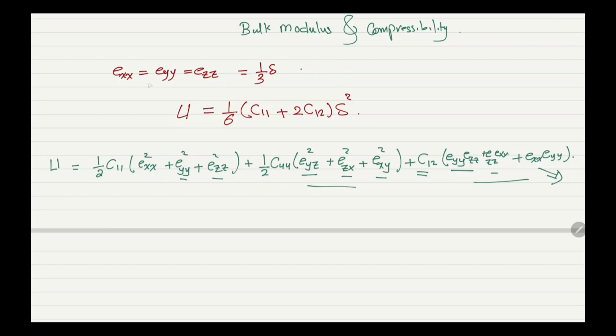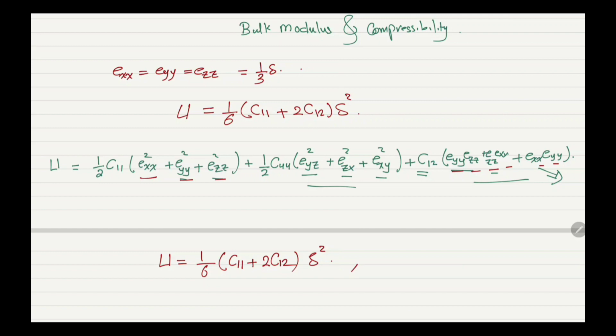Now, if EXX equal to EYY, which equals EZZ, and equal to 1 over 3 delta, let's just substitute instead of this one here, and this one, and this one, and no need for this one here. If we substitute with this and this one here, you will find U equal to 1 over 6 (C11 plus 2 C12) delta square.